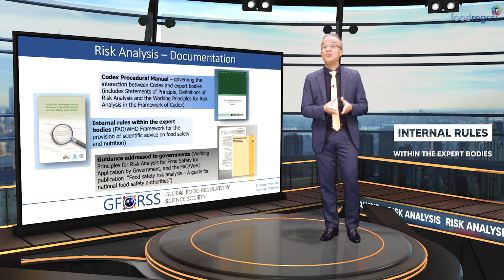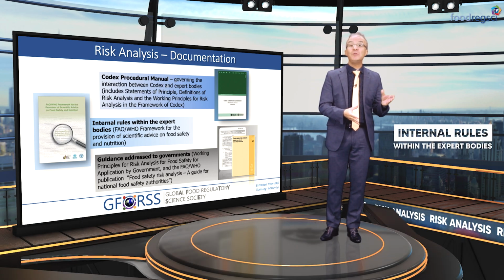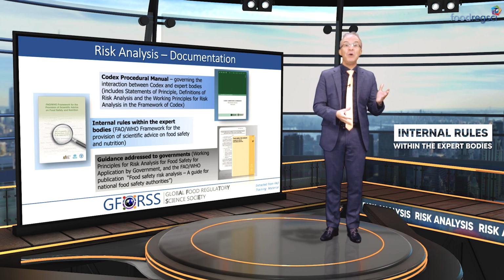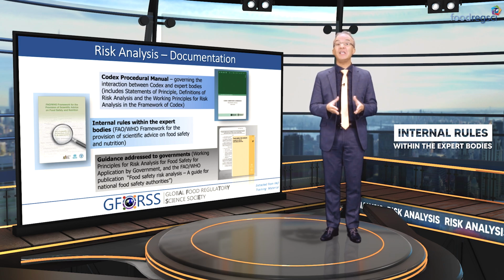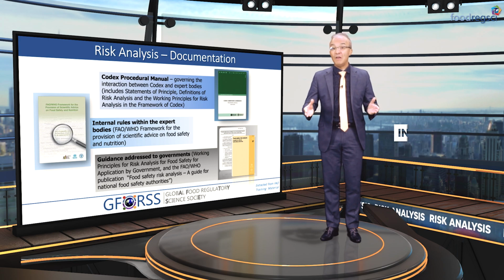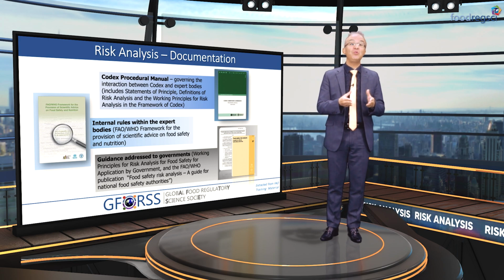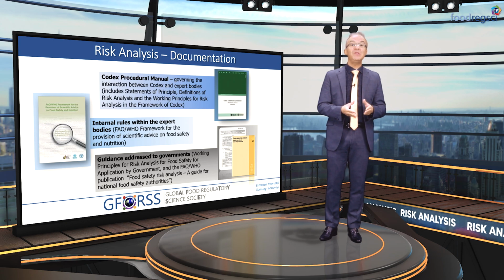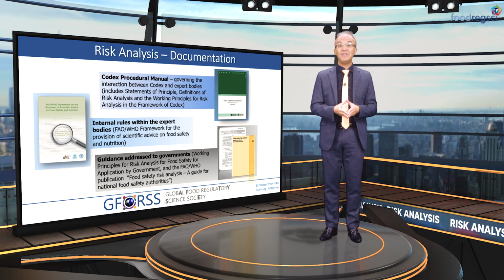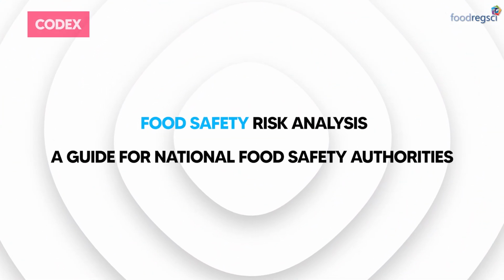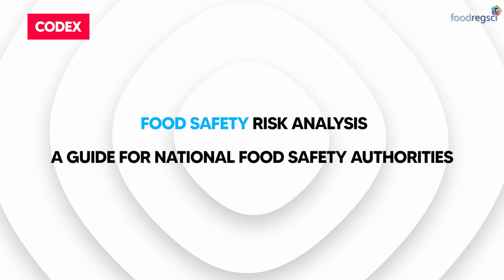We have also the internal rules within the expert bodies, meaning the FAO-WHO framework for the provision of scientific advice on food safety and nutrition. And of course, the guidance addressed to governments, such as the working principles for risk analysis for food safety for application by government, and the FAO-WHO publication known as Food Safety Risk Analysis, a guide for national food safety authorities.